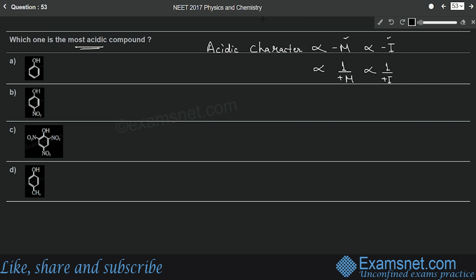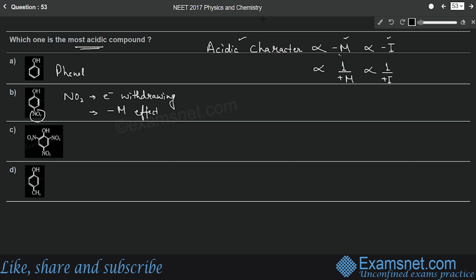Now we know that different groups will show different types of effects. Let's check one by one. In the first option, we have a simple phenol. That means no additional group is present on the ring. So it will be moderate, right? If we come to the second option, here we have one nitro group, NO2. And we know that NO2 is an electron withdrawing group. That means it will show minus M effect. So we know that acidic character is directly proportional to minus M effect. So definitely it will be more acidic as compared to the first one.